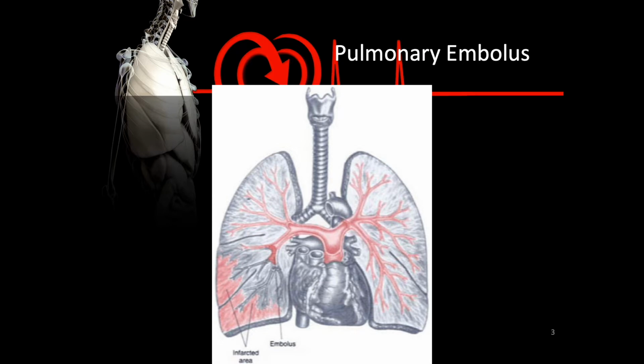It could be a globule of fat from a long bone fracture, septic vegetation, broken pieces of catheters, or in pregnancy, amniotic fluid can be a cause of PE. However, you should know that most PEs do originate from a DVT in the lower extremities. When that embolus completely or partially occludes the pulmonary artery or one of its branches, that mechanical obstruction impedes the flow of blood. Now, the pulmonary circulation has an enormous capacity to compensate for pulmonary embolism.